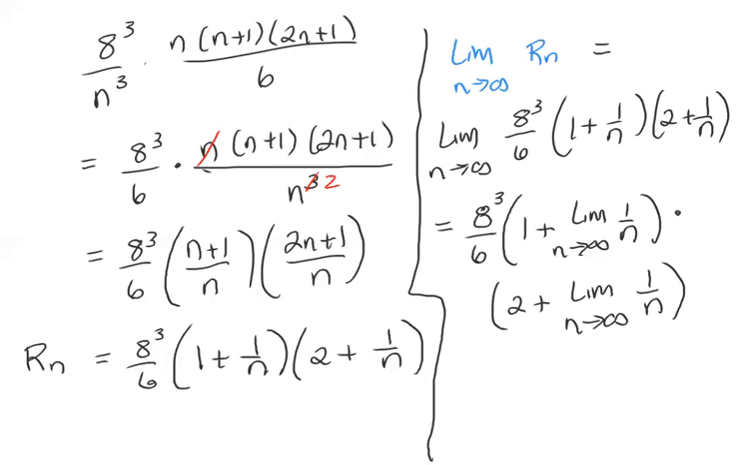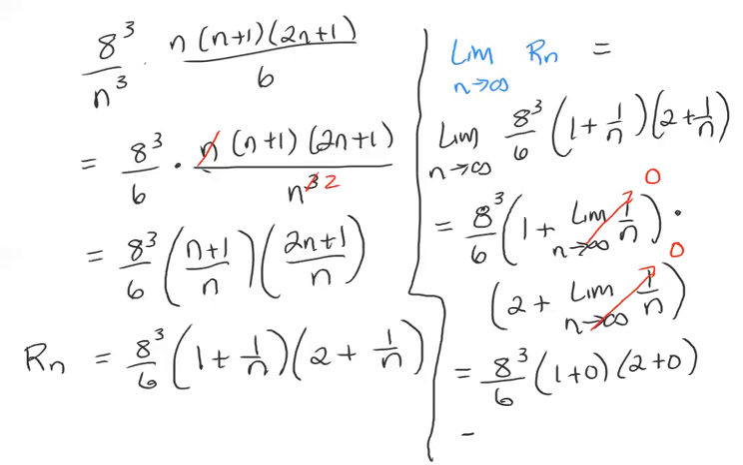I know what this limit is. This limit is 0. Similarly, this limit is 0. So this expression becomes 8 cubed over 6 times 1 plus 0 times 2 plus 0, which, if you calculate that, you'll get 170 2/3, which is exactly the value that we were trying to get.